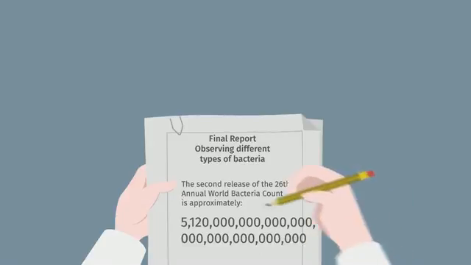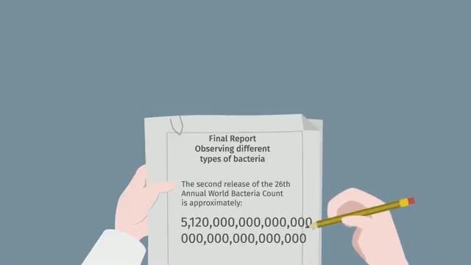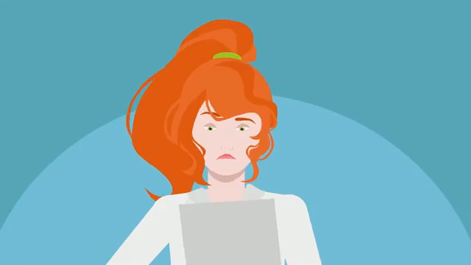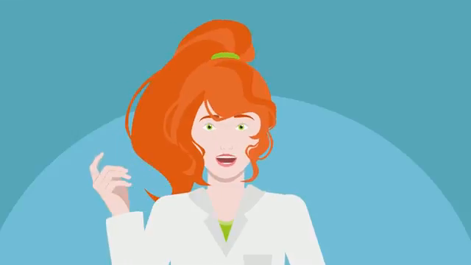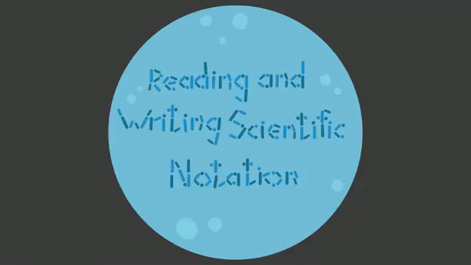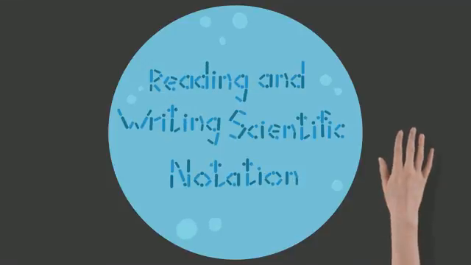Can you believe there are about 5 million trillion bacteria on Earth? Wow, that's a lot of bacteria, and that's too many zeros to write down. Her report is a mess. There's another way. Dorothy can write this huge number in scientific notation. Let's review how to read and write numbers in scientific notation.